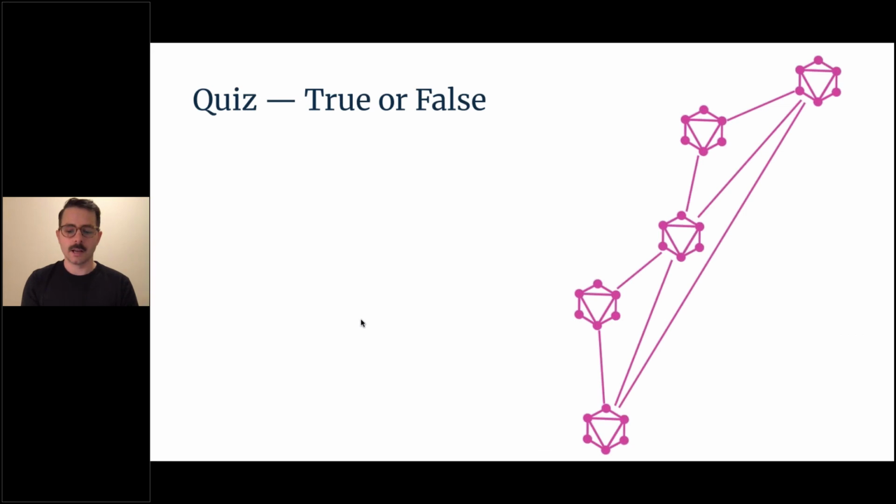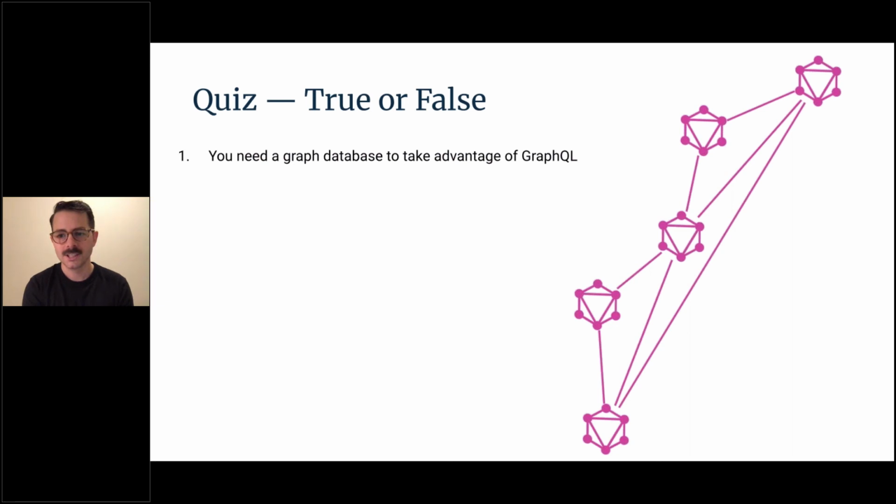So, true or false? I haven't got too much time, so I'm not going to make this interactive. Please feel free to shout at your computer screen for each of these questions. First up, do you need a graph database to take advantage of GraphQL? True or false? If there's one takeaway from this talk, it should be that you do not need a graph database to take advantage of GraphQL. So that is false. They are effectively different technologies, although they are similar in that they're talking about graph nested data.